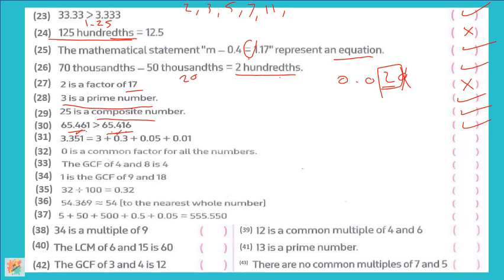3 in tens? Yes, 3 in tens. 5 in hundreds, yes, 5 in 100. 1 in thousands, لا والله هنا ال 1 مش في thousands, so it's wrong.